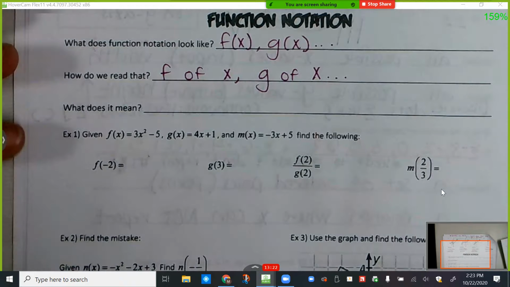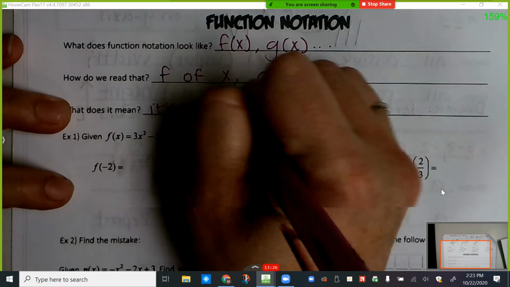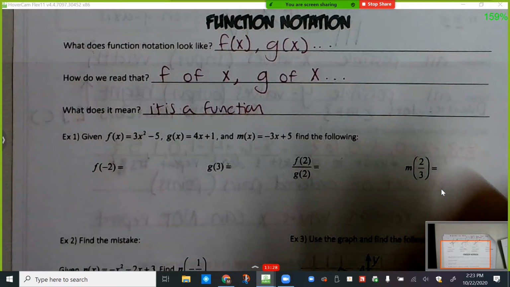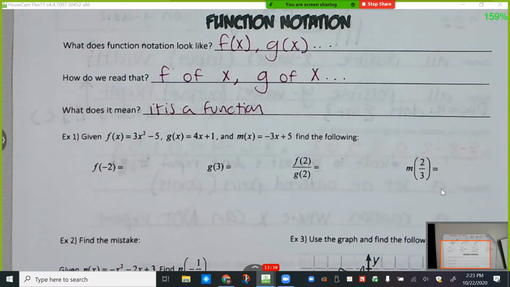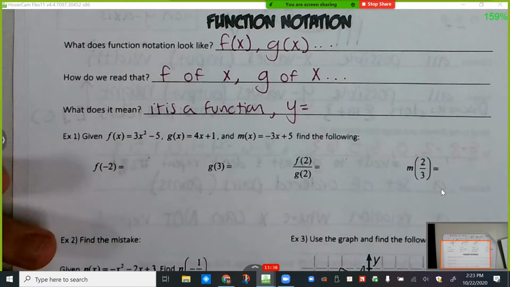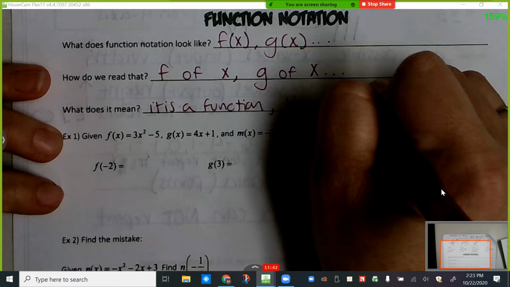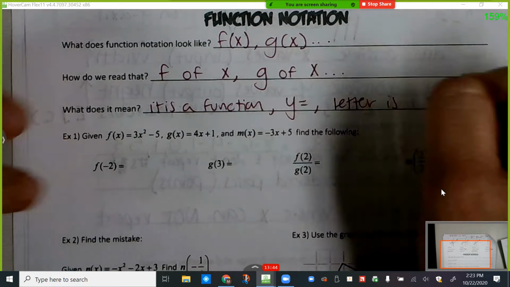What it means is that it's telling you it is a function. So if you see f of x equals 4x plus 2, it's telling you, hey, this equation is a function. It's also just a fancy way of saying y equals. And the letter is the name of the function.